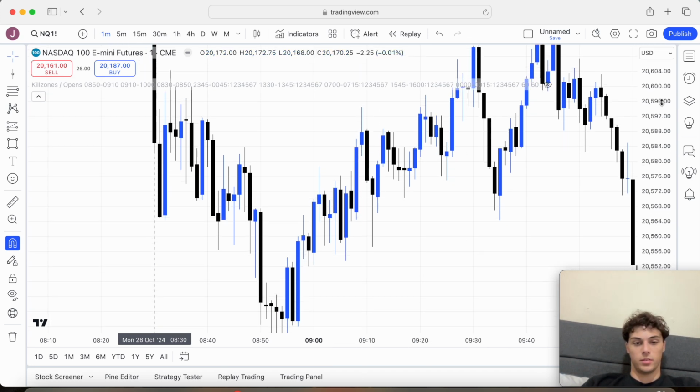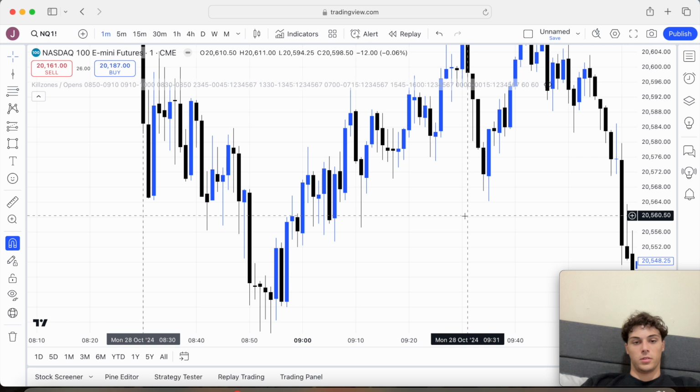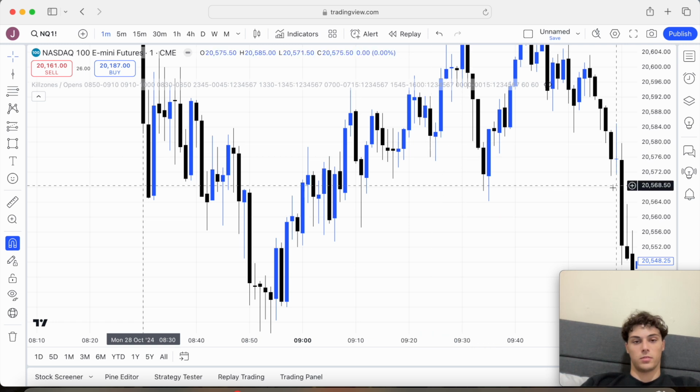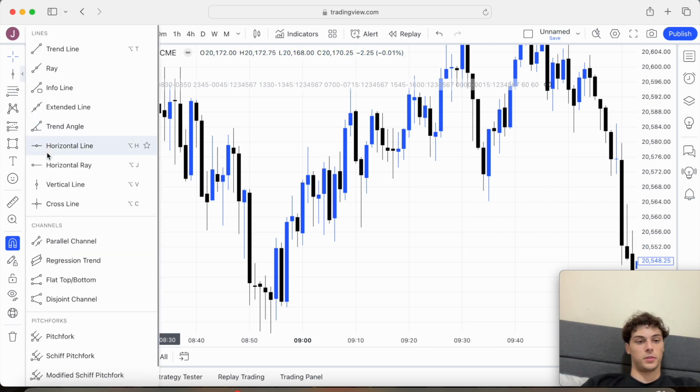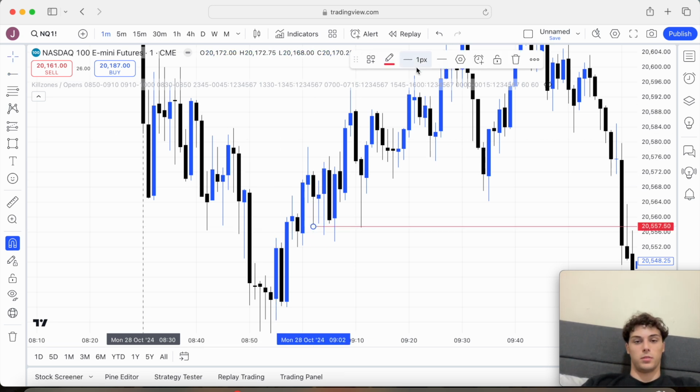I'm trying to find it. Liquidity sweep, break of structure. Okay, this one's a little bit choppy. But what do we have right here?